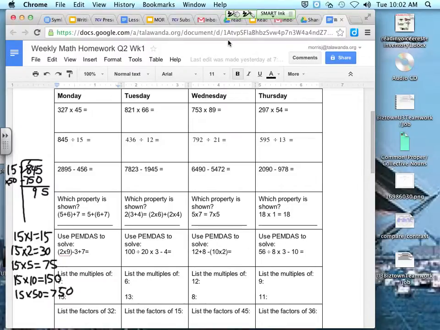What multiple am I going to use to try and get closest to 95? Okay? 15 times 5. Good. 15 times 5 is 75. When I subtract, I'm left with 20. I can do one more group of 15, which is 15, and when I subtract, I'm left with 5. Cannot skip count by 15 to get to 5, so I have a remainder of 5. And let's count up the groups. So I have 50, 5, 1, which is 56, remainder 5 should be your answer. Okay?